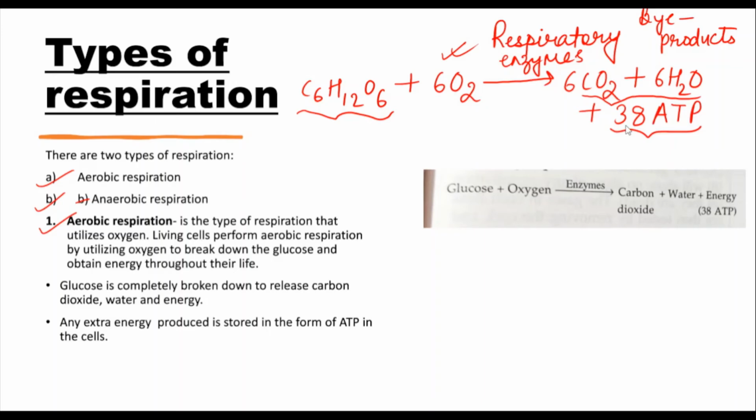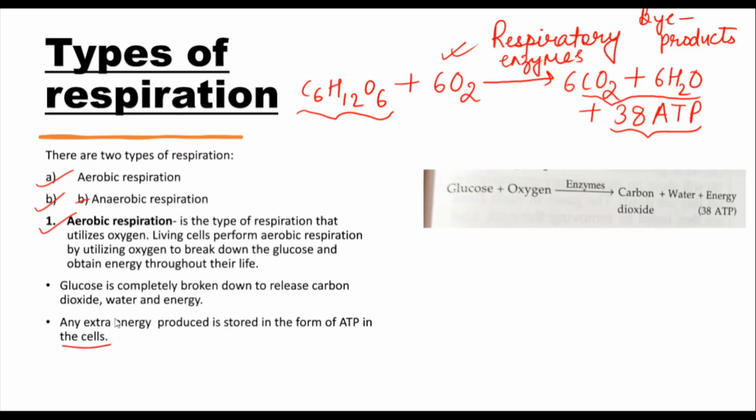Now here, since a lot of energy is produced children, a total of 38 ATP of energy, some of this energy, whatever will be extra, will be stored, again in the form of ATP only, not in any other form. And where will it be stored? It will be stored inside the cells of the plant.